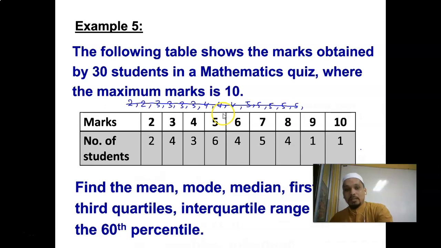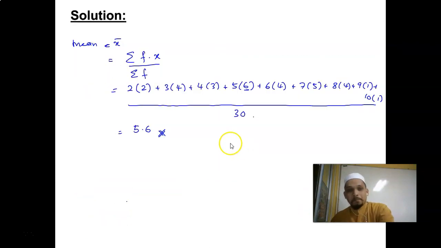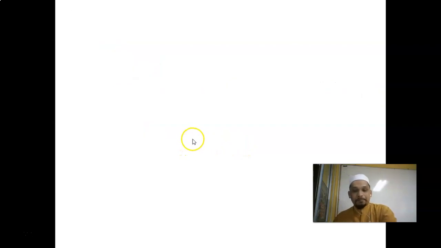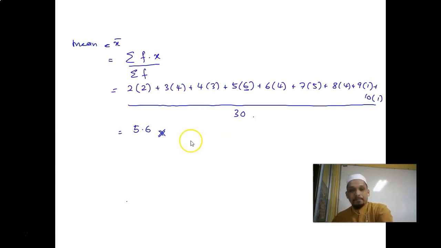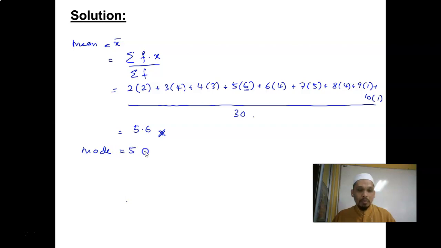So this is the marks, and the mark that appears most means the one most students get, which is 5. 5 appears 6 times, and the rest appear less than 6 times. So the mode is equal to 5.